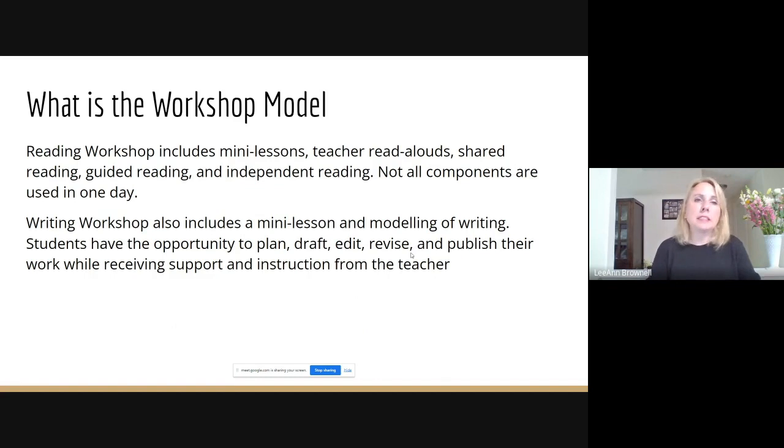So what exactly is the workshop model? The workshop model includes a mini lesson, teacher reading aloud, shared reading opportunities, guided reading groups, and then independent reading. But not all components are used in one day. The writing workshop also includes a mini lesson, an opportunity for the teacher to be modeling the writing process. And then students will have an opportunity to engage in the planning process, creating a draft, editing and revising it, and then publishing their work. So they're actually seeing it through to completion, and they're participating in all steps of the writing process. And throughout each step, they are receiving support and ongoing instruction from their teacher.